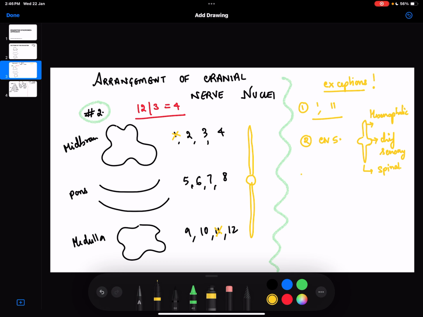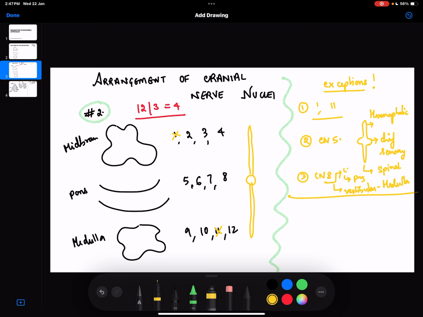The third exception to the rule is the nucleus of cranial nerve 8, which is the vestibulocochlear nerve. So this again has 2 nuclei. The cochlear nuclei, which is present at the level of the pons, and the vestibular nuclei, which is present at the level of the medulla. Easy. So these are the only 3 exceptions that you have to learn.